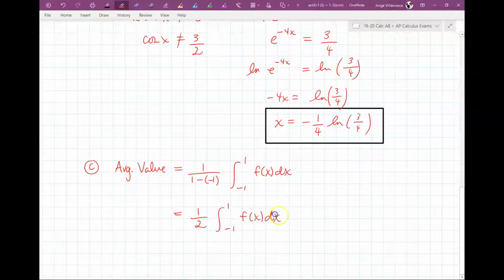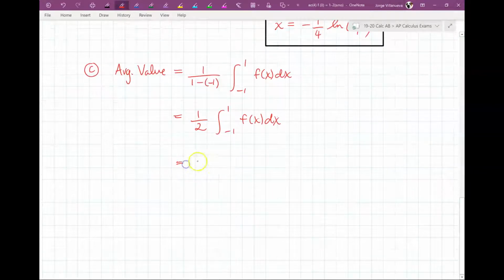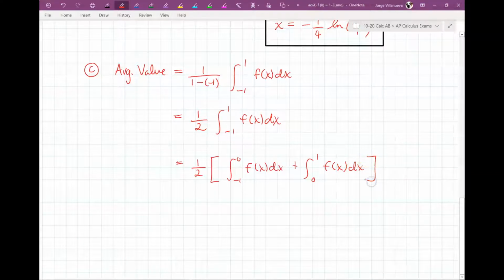But the problem is, I can't integrate this completely because at 0 it changes functions. So I'm going to have to write this as 1/2 of the integral from -1 to 0 of f of x dx plus the integral from 0 to 1 of f of x dx, because I do have two functions. So this will be 1/2 integral from -1 to 0 of 1 minus 2 sine x dx plus the integral from 0 to 1 of e to the -4x dx.